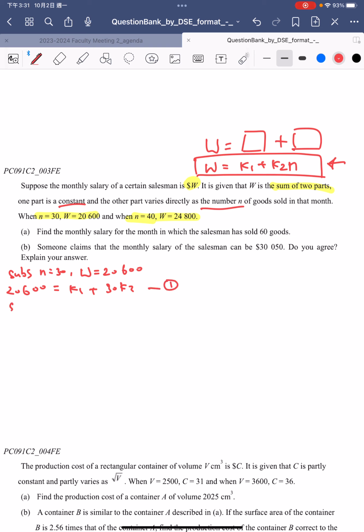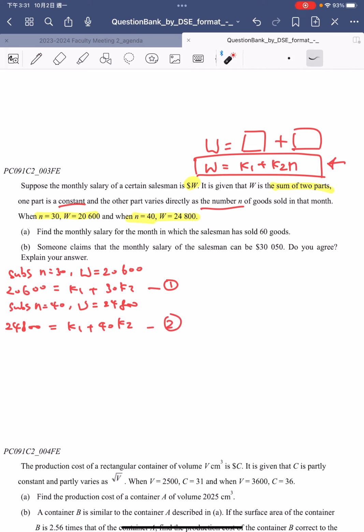Then we substitute n is equal to 40 together with w is equal to 24,800. Then we put it in, and we have 24,800 is equal to k1 plus 40 times k2. So that's our second equation.